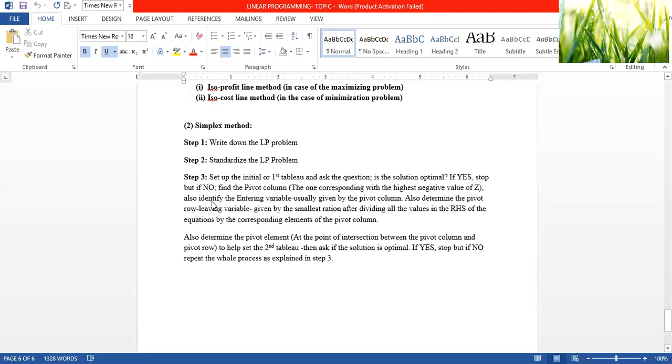And I'll keep on introducing some new terms as we go along, which I've explained in this step. But as I said in our last class, until we have an example to go by, one may not be able to understand what exactly I call a pivot column or even a pivot row, and what are some of the steps that I need to go by until the solution is optimized.